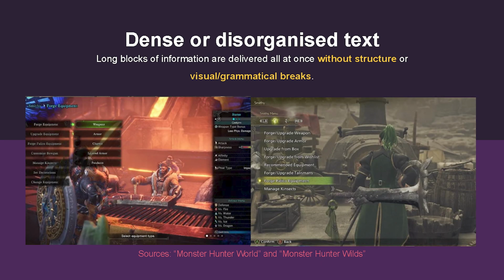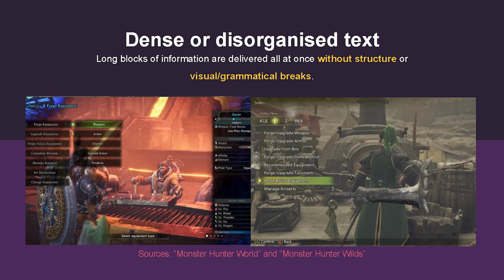Another example I have, so I have two examples, Monster Hunter World and Monster Hunter Wilds. In Monster Hunter World, one of the older games, there were a lot of menus to navigate, but the language itself was quite organized and clear. Whereas in Monster Hunter Wilds, on the right, they reduced the amount of menus, which is good because it's more accessible in other ways for cognition.